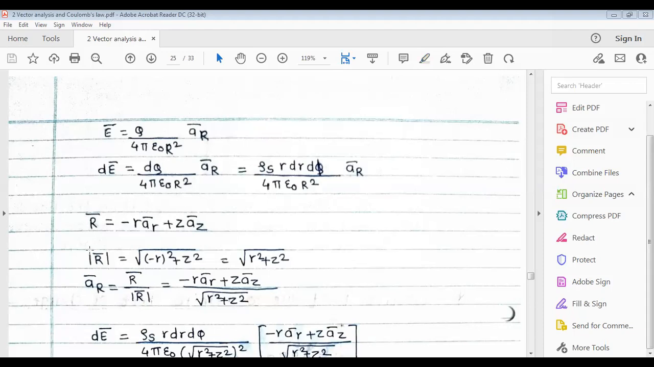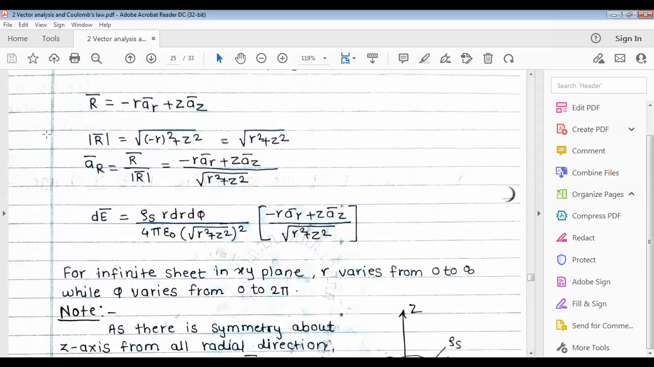So here r bar is equal to minus r a bar r plus z a bar z. Now we have to find its magnitude, that is mod of r bar, which is equal to square root of minus r square plus z square, which is equal to square root of r square plus z square. Now we have to find the unit vector a bar r. So this a bar r is equal to that vector divided by its magnitude. So the vector is minus r a bar r plus z a bar z divided by mod of r bar, which is square root of r square plus z square.